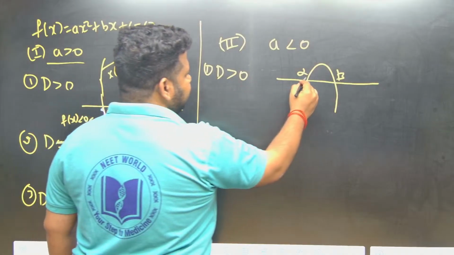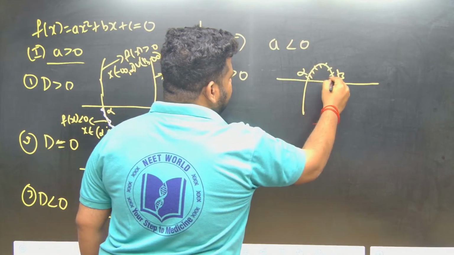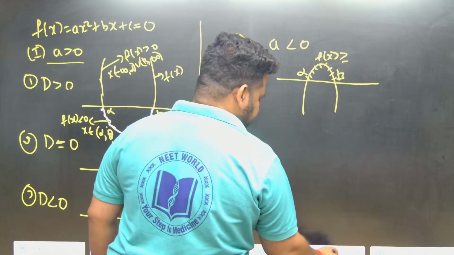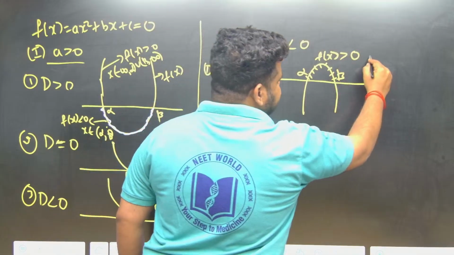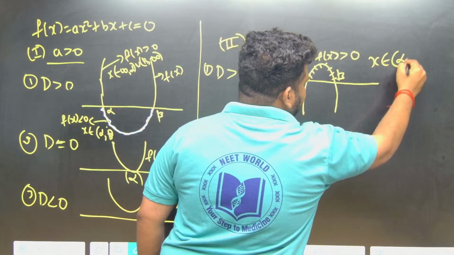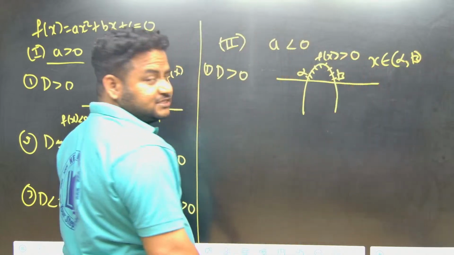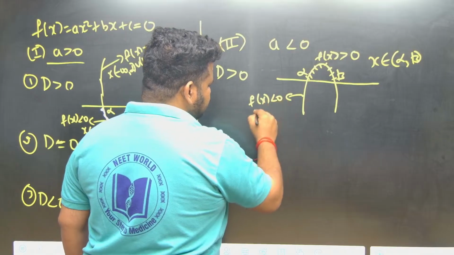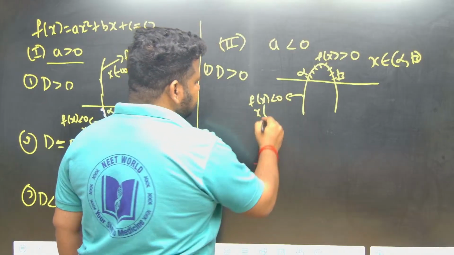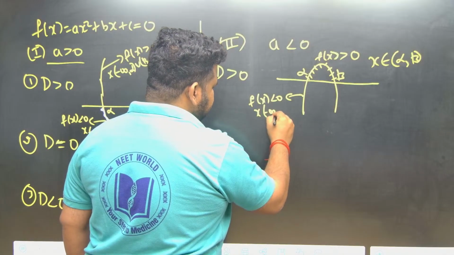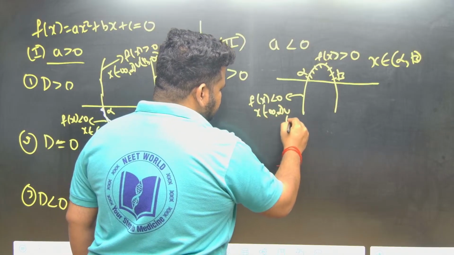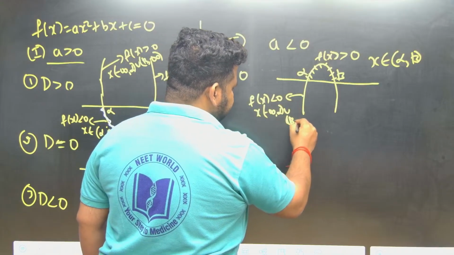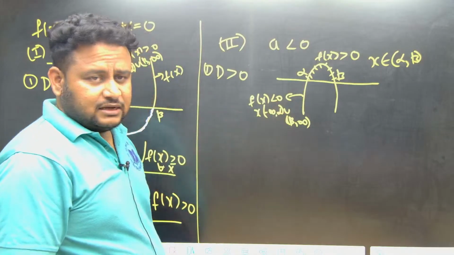Now see here, what happens at this point? f of x is greater than 0, not greater than or equal to, just greater than 0, and x belongs to the open interval alpha comma beta. Here x is positive, f of x is positive. Now what happens to this region? Here f of x is negative, f of x is less than 0, and x belongs to minus infinity comma alpha union beta comma infinity. In this region f of x is negative.